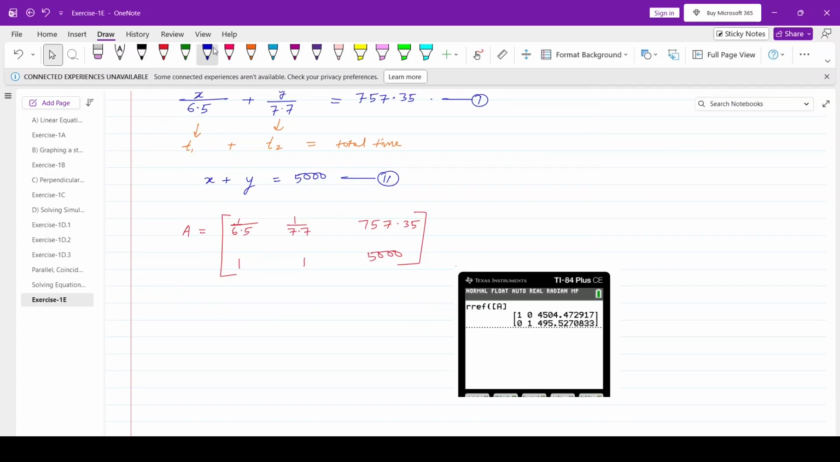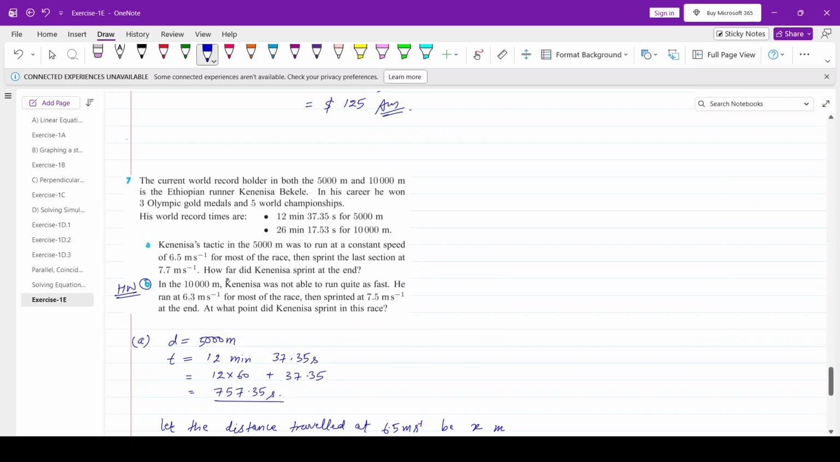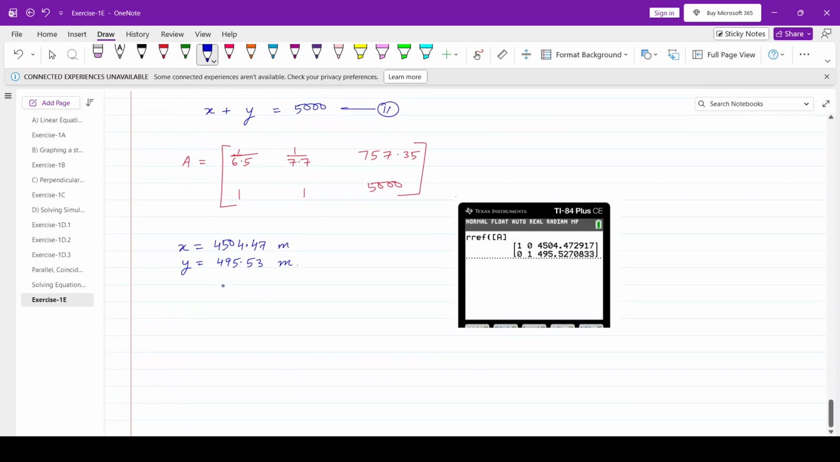So we can say that x is equal to 4504.47 meters and y is equal to 495.53 meters. So the question is asking, how far did Kenenisa sprint at the end? So the sprint distance is y. This is sprint distance. And this is our answer.